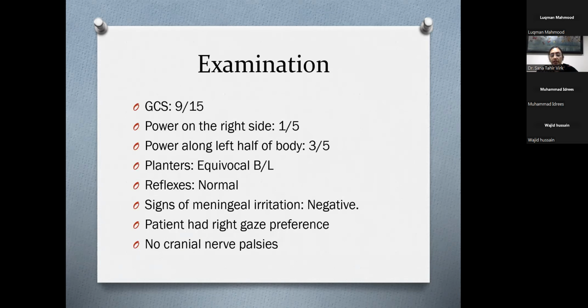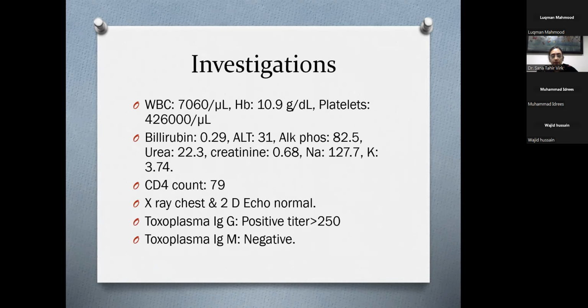On examination at receiving, he had a GCS of 9 by 15. His power on the right side was 1 by 5, power on the left side 3 by 5, although it could not be elicited completely because he did not have a good GCS. His plantars were equivocal, bilateral. He did not have any sign of meningeal irritation and no cranial nerve palsies. His baseline investigations were all normal. His CD4 count was 79. His X-ray and echo were also normal. His toxoplasma IgG was positive with a titer of 250.